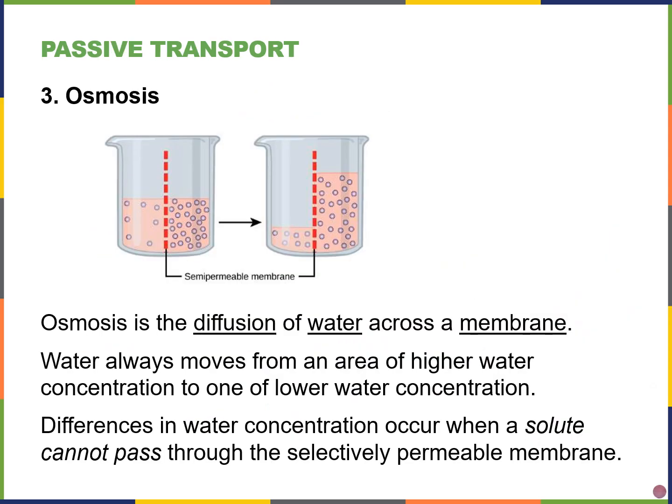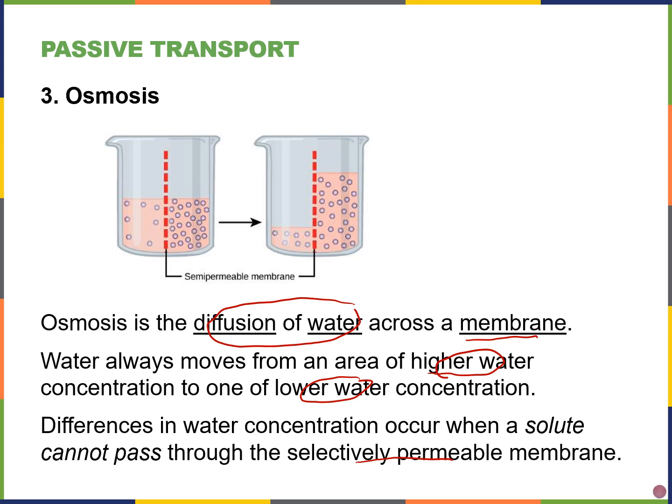Finally, the third type of passive transport is osmosis. And osmosis is the diffusion of water across a membrane where solutes are not able to cross. And you have to be careful here because we're looking at water going down its own concentration gradient, from where there is more water to where there is less water. So this can only happen when we have some kind of selectively permeable membrane where the solutes cannot pass the membrane, but water can.